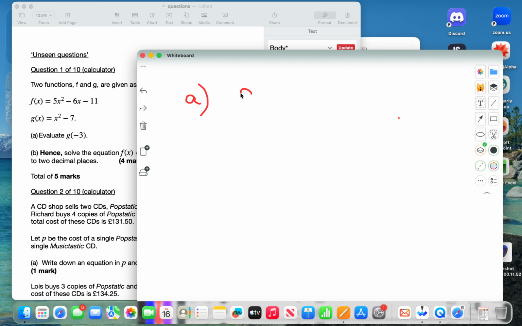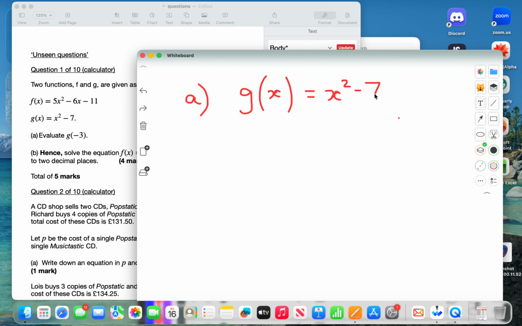So we have the function g(x) = x² − 7. The idea is, if we want g(−3), we have to swap the x for the −3. So this x becomes a −3, and we then put (−3)² − 7.